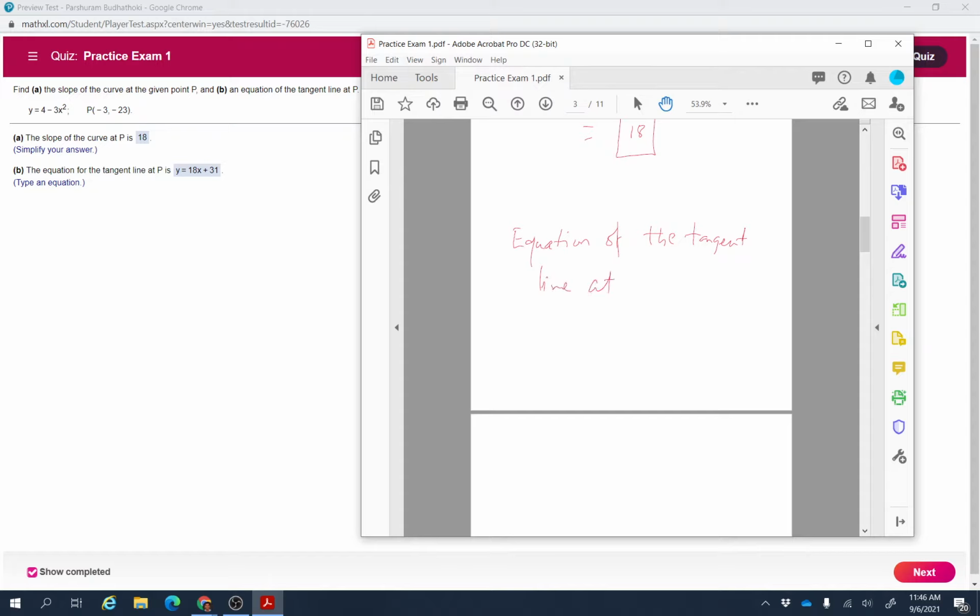Let's say at x1, y1. In this case, x1 is negative 3 and y1 is negative 23, but I'm going to write down the formula first. Y minus y1 equals m times x minus x1. M stands for the slope of the tangent line. In our case, the slope we found is 18. X1 is given as negative 3 and y1 is negative 23. So we're going to plug these values back into this formula. That will help us to find the equation of the tangent line.